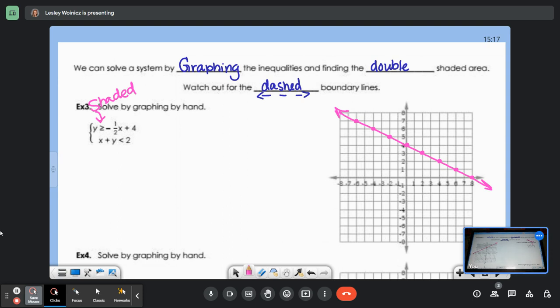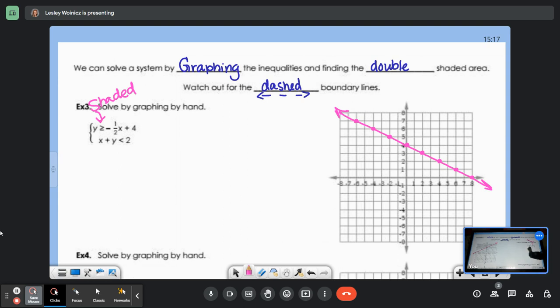Okay, before you graph your other boundary, you should do your shading. So you should do boundary, shading, boundary, shading. If you try to do boundary, boundary, and then do your shading at the same time, you're going to be confused. So remember, BS, don't do BBSS. BS.